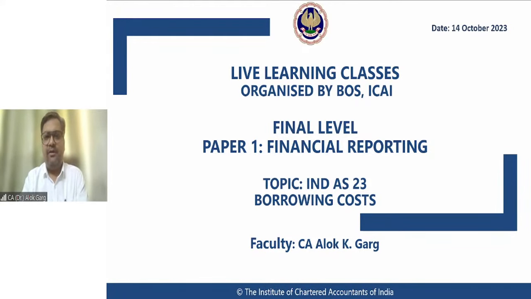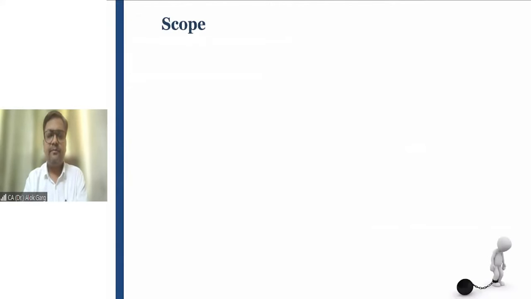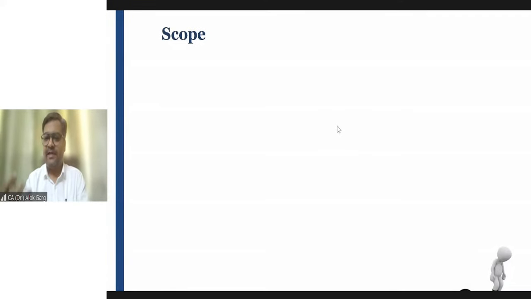On borrowing cost, if I talk about IGAAP, it is AS 16. If I talk about Ind AS, it is Ind AS 23. If I talk about IFRS, it is IAS 23. Now, if someone tells you borrowing cost, what is the first feeling which comes into your mind? Is it an asset? Is it a liability? Is it an income or is it an expense? Is it OPEX? Is it CAPEX? Of course, expense, right? Borrowing cost means cost of borrowing. Expense, right?